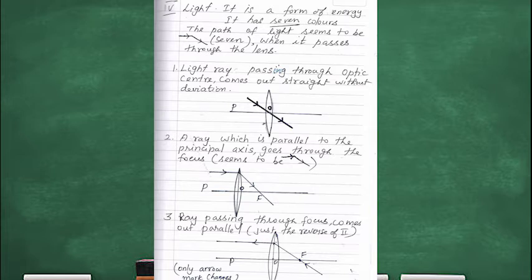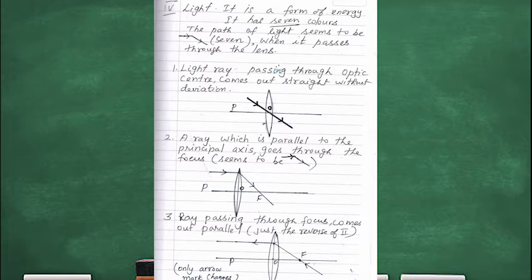Second one, a ray which is parallel to the principal axis goes through the focus. But here you should apply the rule, that is the path of the light seems to be 7, I said no. Same way you do that. Parallel, it passes through the focus.